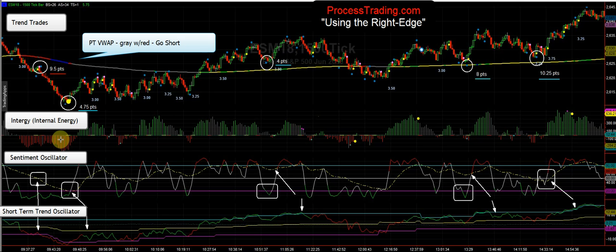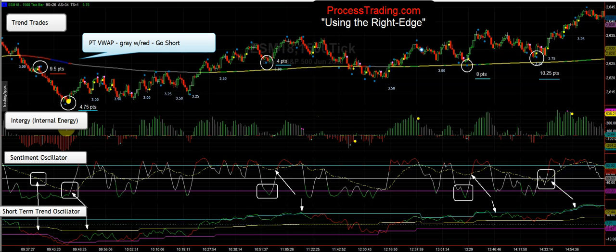But the plain and simple fact is, if you did not have the discretionary signals, you can trade with the trend simply by employing the correct rules of the Process Trading Right Edge system and looking at the indicators of the Process Trading VWAP, the timing alert dot, and then employing the trade management. Okay, so in this case, it would have been good for 9.5 points. Our next trade is a discretionary trade.